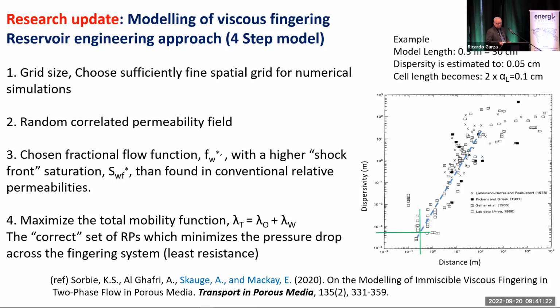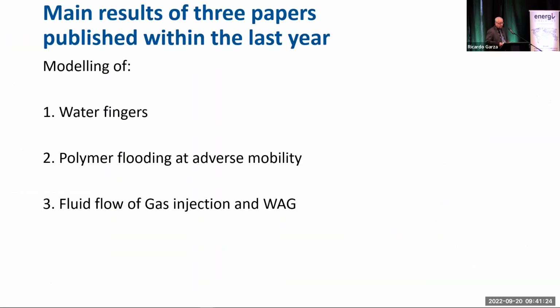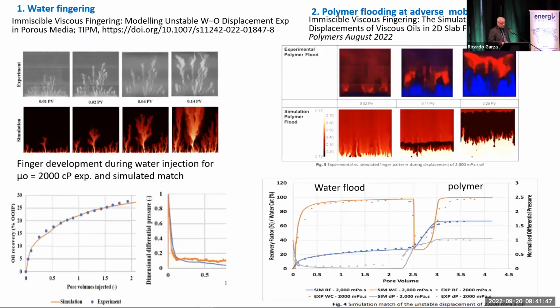So I will show you some examples of that. First, over this year, we have published 3 papers: one on water fingers, one on polymer flood at adverse mobility ratio, and one on fluid flow, especially in gas injection and WAG. On the first case, I'm trying to do this rather quickly. The first paper is referring to water fingers.